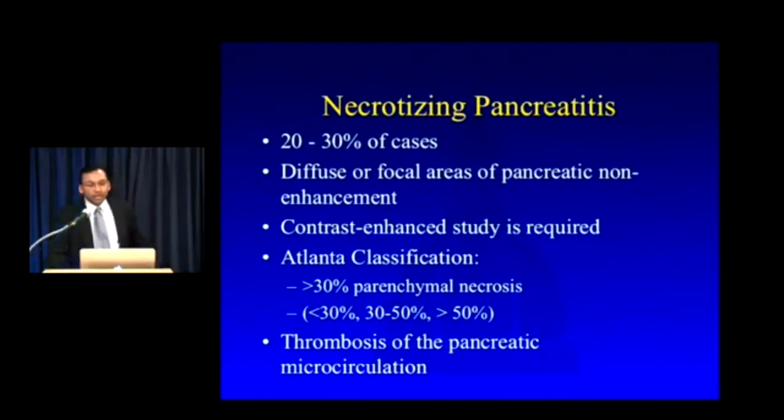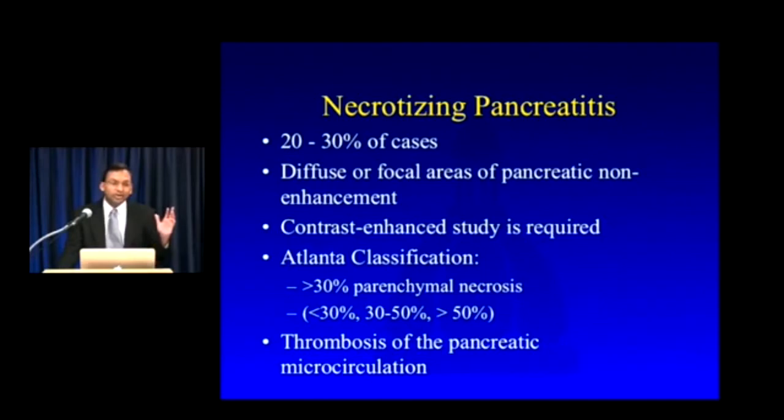Now, as I mentioned, there are two forms of pancreatitis. Necrotizing pancreatitis, the second form, is much less common, no more than about a quarter of all cases, but is certainly much more clinically severe and much more likely to cause major clinical morbidity and mortality. By definition, pancreatic necrosis implies that you have either diffuse or focal areas of either non-enhancement or severe hypoenhancement. So it goes without saying, really, to make this diagnosis, you have to have a contrast-enhanced study.